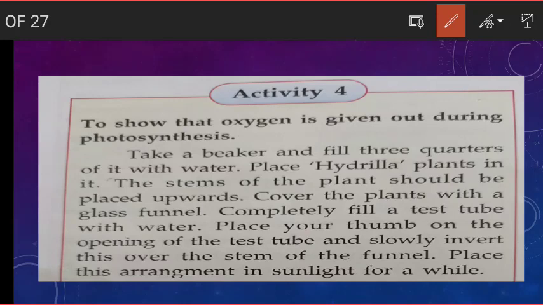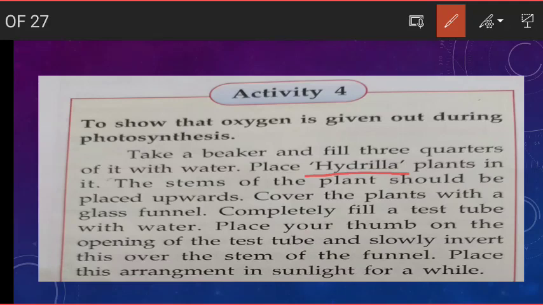Now next is activity 4. This activity is to show that oxygen is given out during photosynthesis. For this, take a beaker and fill 3/4 of it with water and place hydrilla plants in it. Hydrilla is an aquatic plant. The stem of the plant should be placed upwards.